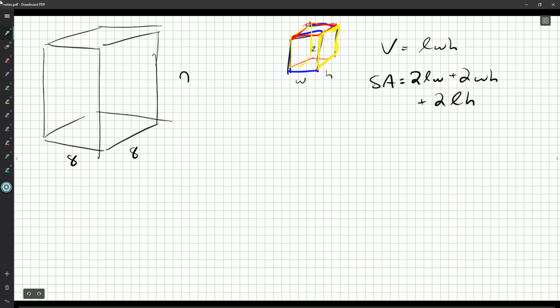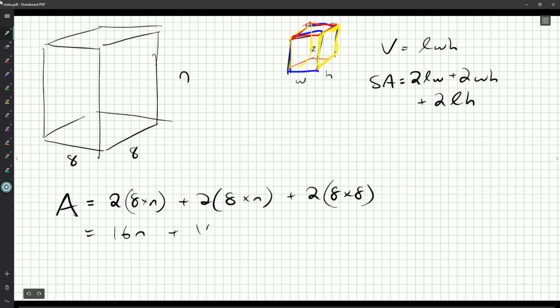So how's that going to give us a surface area for this particular prism? So 2 times, we'll say 8 by n, and then 8 by another n, and then 2 copies of 8 by 8. Okay, and so when all this is said and done, 16n, 16n, 64 times 2 would be 128. So A, that first surface area, is 32n plus 128. Now we have a nice little formula for that in terms of n.